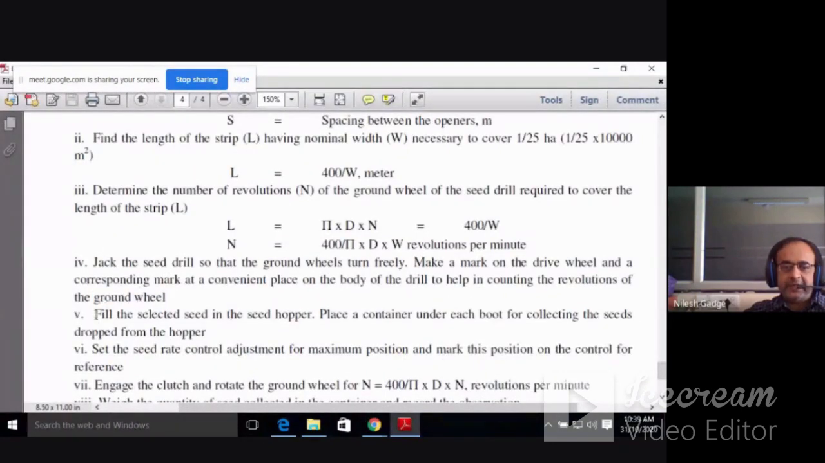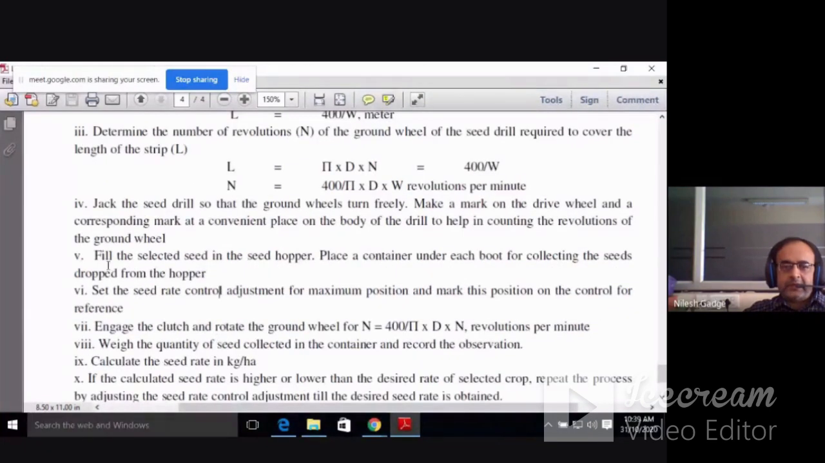Now fill the selected seed in the seed hopper. Place the container under each boot for collecting the seeds dropped from the hopper. Set the seed rate control adjustment to maximum position. Mark the position on the control lever reference. हे काय एवढं लक्षात नका ठेवू. Engage the clutch and rotate the ground wheel for n. N means the number of revolutions.